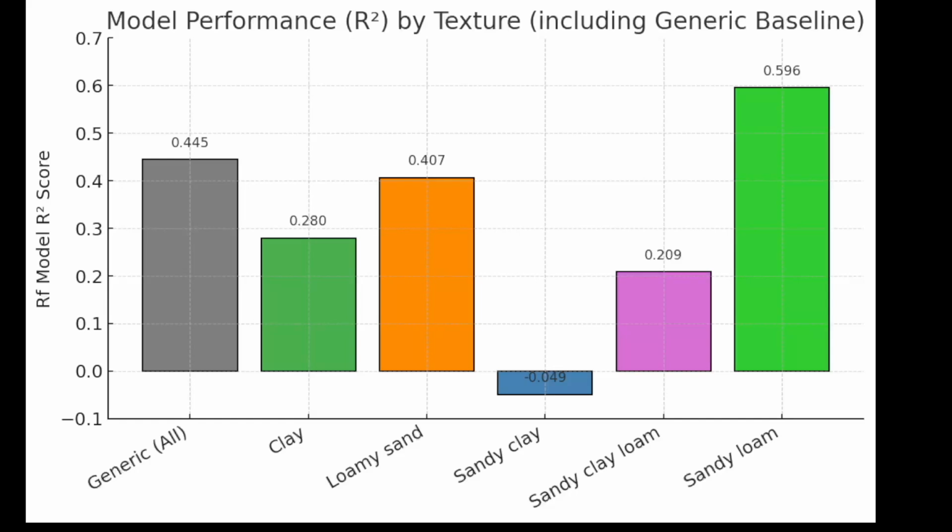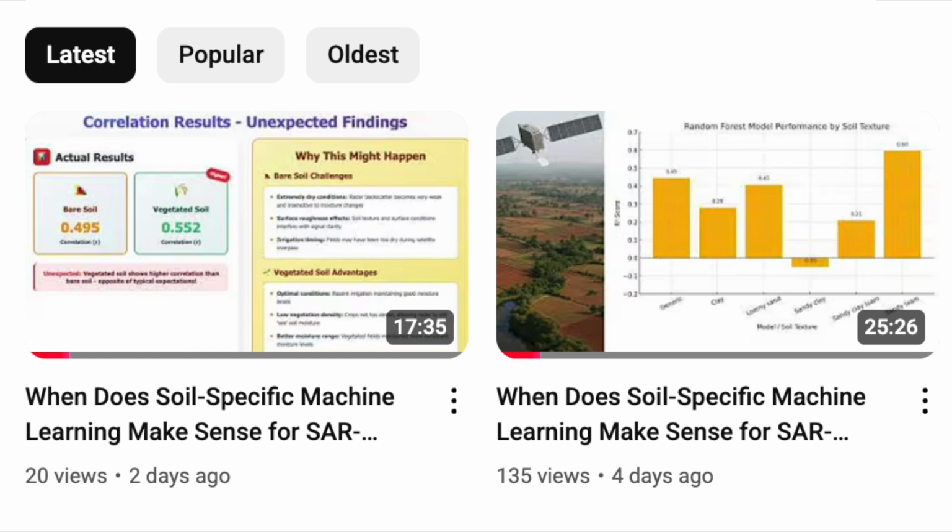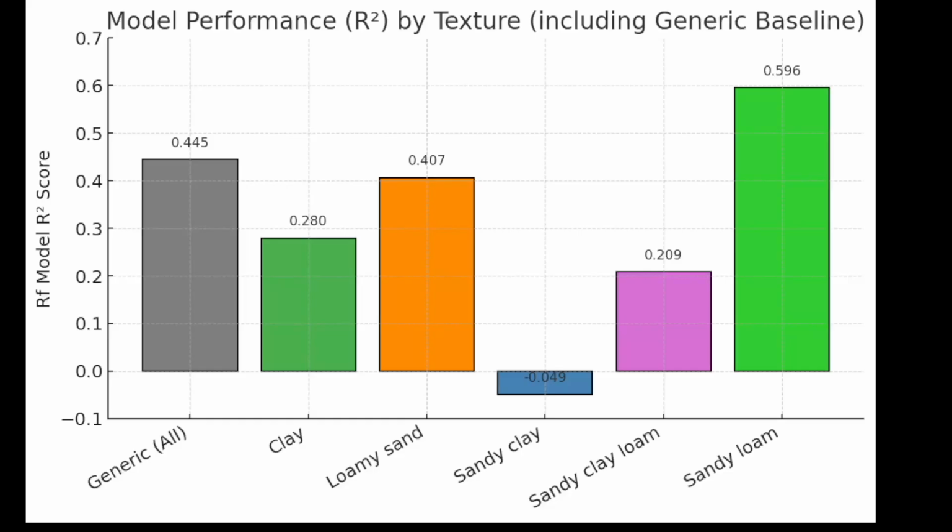I have already explained back in part 1 and 2 of this video how we set up this random forest and what R square means here, so please revisit those earlier videos. For now, the key takeaway is that only sandy loam truly benefits from its own dedicated calibration of machine learning models. Every other texture actually does worse than lumping all soils together.